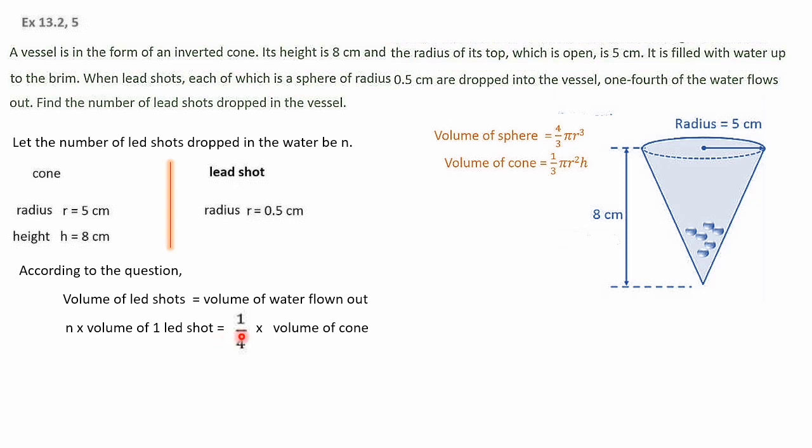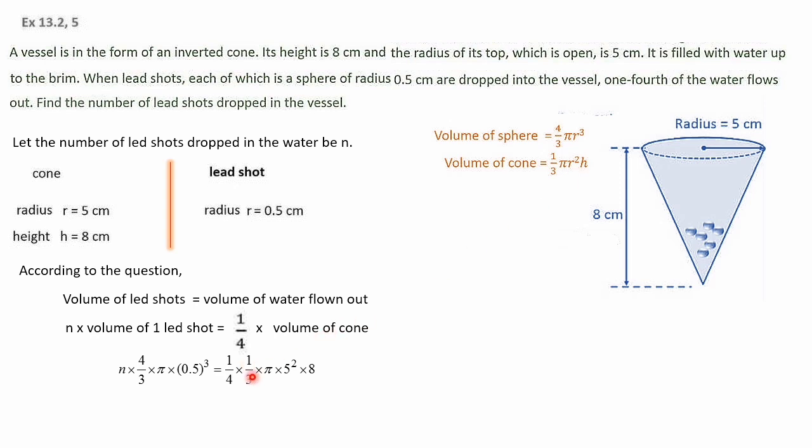That is equal to 1 by 4 into volume of water flown out. That is 1 by 4 into volume of cone. It is mentioned here 1/4 of the water flows out. That is 1 by 4 into volume of cone. Let's substitute it. That is n into volume of one lead shot, that means sphere. 4 by 3 pi r cube is the formula. 4 by 3 into pi into radius, given 0.5, the whole cube, is equal to 1 by 4 into volume of cone.